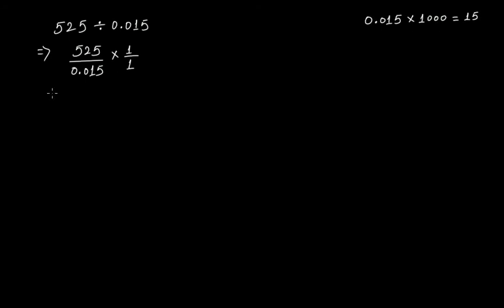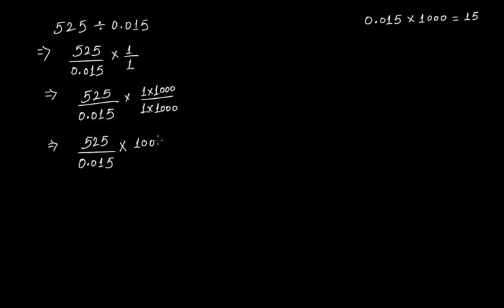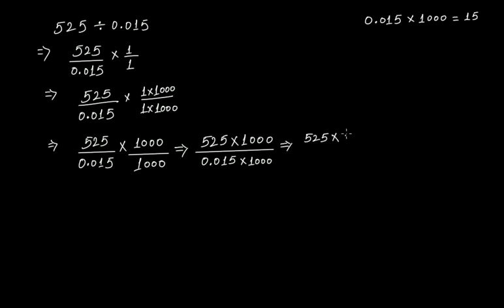Now I have to bring in 1000, therefore if I write it like this, 525 divided by 0.015, and if I multiply this denominator with 1000, then I'll have to multiply the numerator also with 1000, and this will become 525 multiplied with 1000 over 0.015 times 1000, and this will be 525 times 1000 over 15.